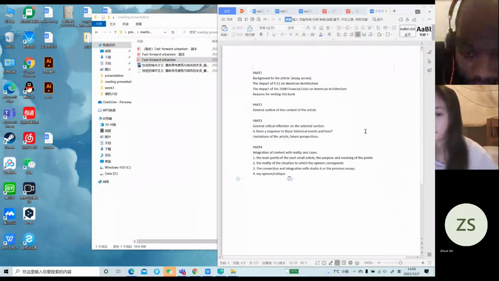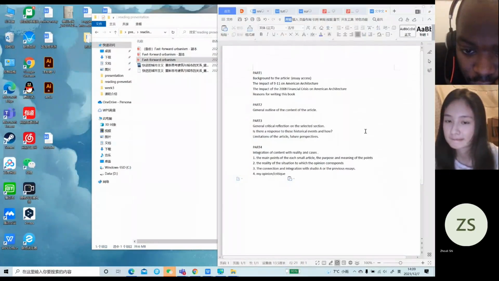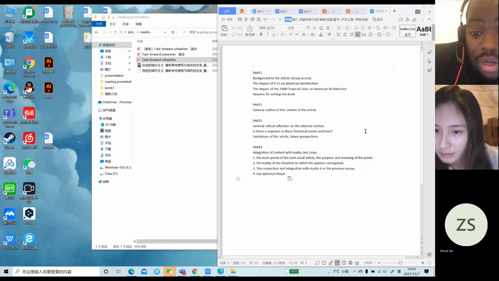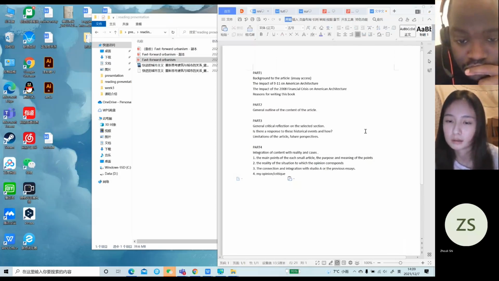Okay, background, the article, and so yeah, the impact of. I think part two is a general outline of the whole book, and then a general outline of the article, and then deep diving into that, right? Oh yeah, I see.